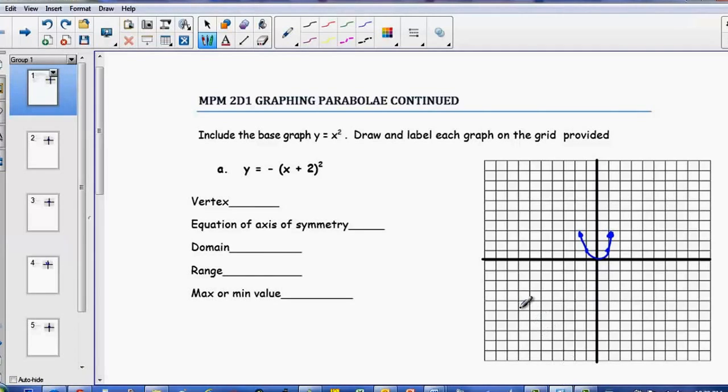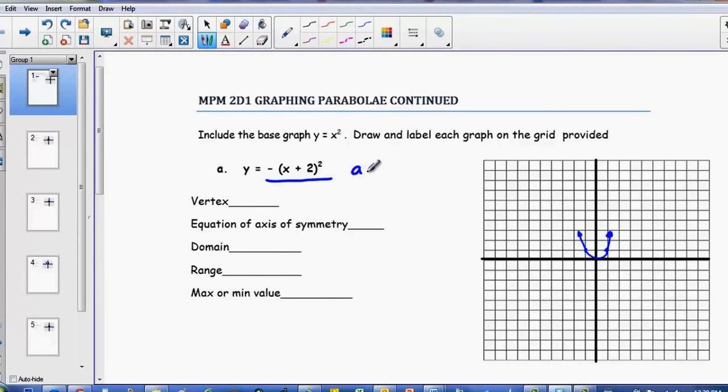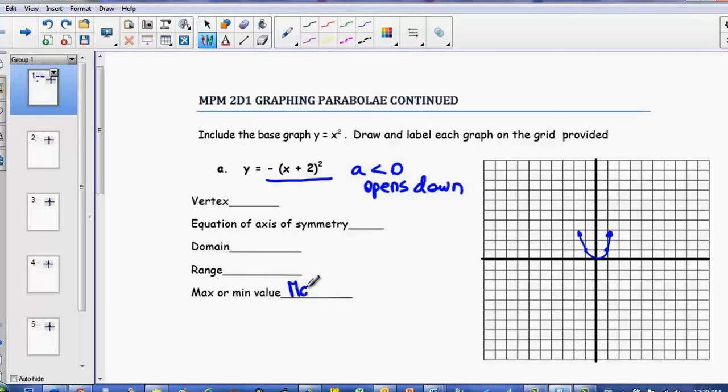The past two videos we've graphed different functions, and now it's time to put all of these together. In this first function we have a situation where a is less than 0, which means, based on what we learned, that the parabola will open down. When a is a negative value, the parabola will open down. So that means my function will have a maximum point or a maximum value. And we're going to try and see what that maximum value is based on where the graph is situated.